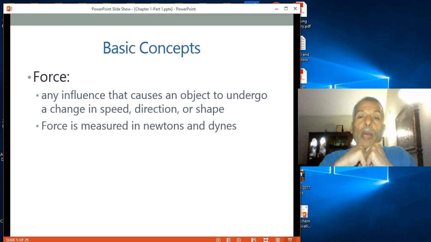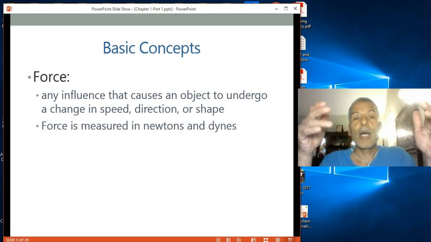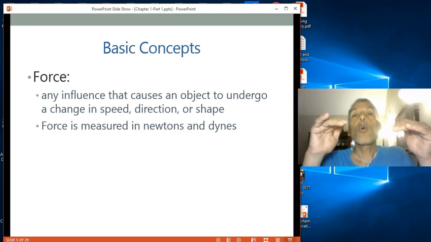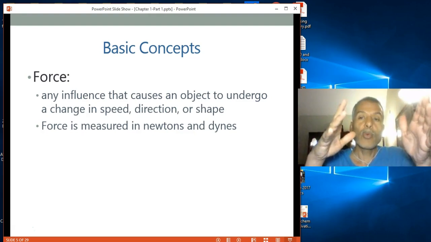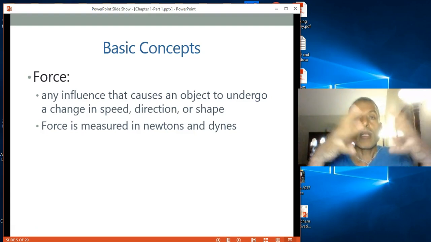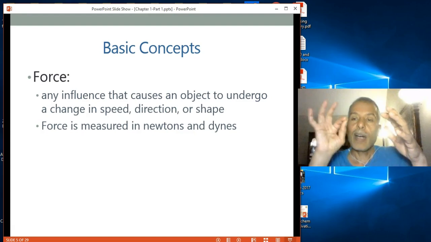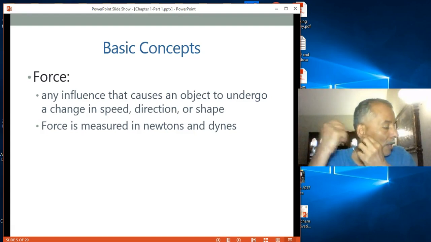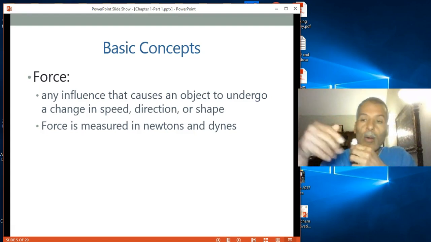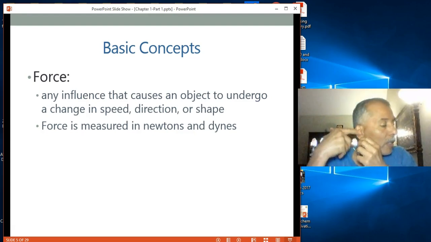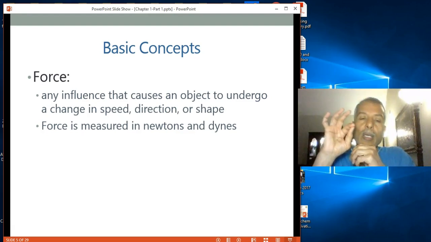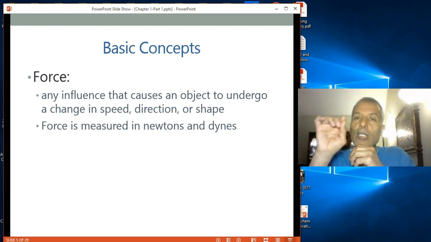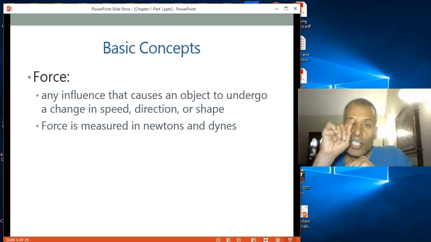So how do we measure force? We measure it in newtons or in dynes. The difference between the two is that newtons are larger units. Dynes are very small units. For example, we use dynes to measure the pressure of air, as you speak, on the eardrum, because the eardrum is 0.55 of a centimeter. So that's approximately 1/3 of an inch square.